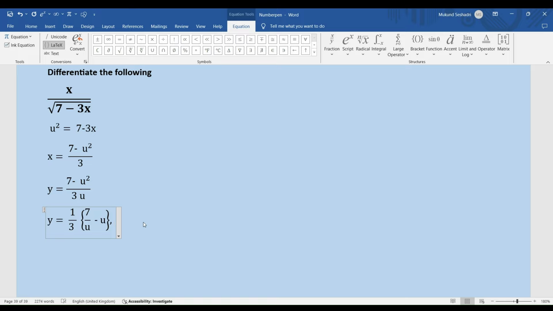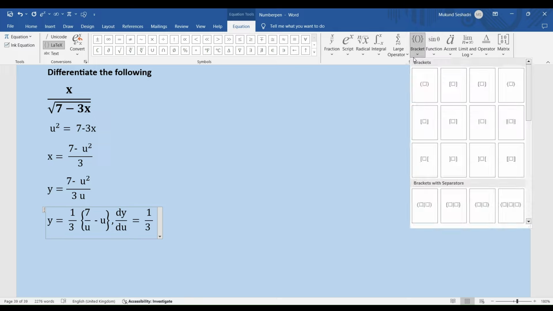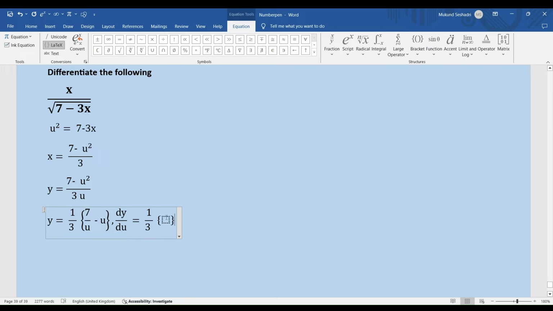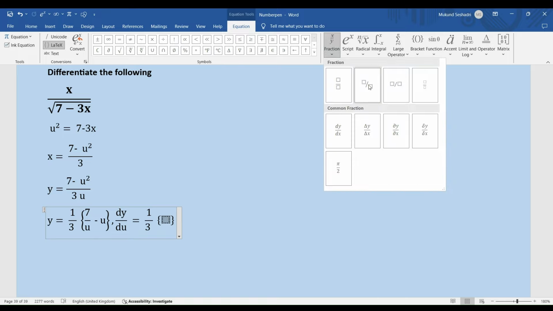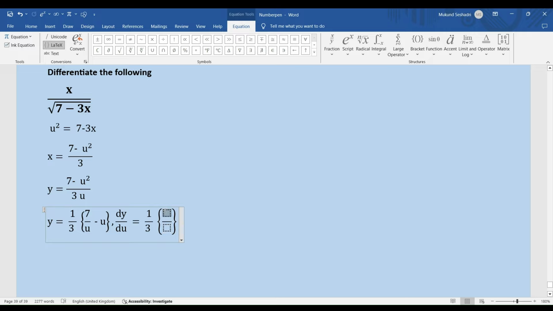So with this, I'm going to calculate my dy by dx. What is my, I'm sorry, dy by du. My dy by du is 1 by 3 is a constant. And then I have an application of the sum rule where I have 7 by u. What is d by du of 1 by u? It is minus 1 by u square, right? So my first part becomes minus 7 by u square, right?